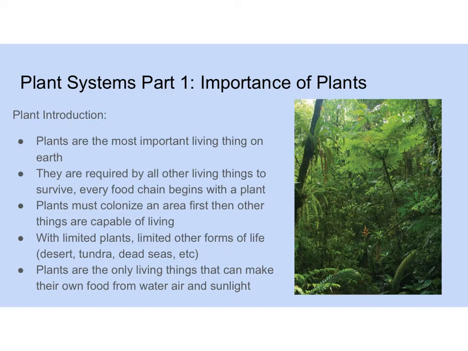Another example is the Dead Sea. The Dead Sea is an area of water where the salt content is so high that plants can't live there. If it's really, really salty, it will kill plants. And if you kill the plants, then no animals can live there. So although animals are capable of living in salty water, because plants aren't, the animals have nothing to eat. So plants are the only living things that are capable of making their own food from water, air, and sunlight. Everything else has to either eat a plant or eat an animal that eats a plant.